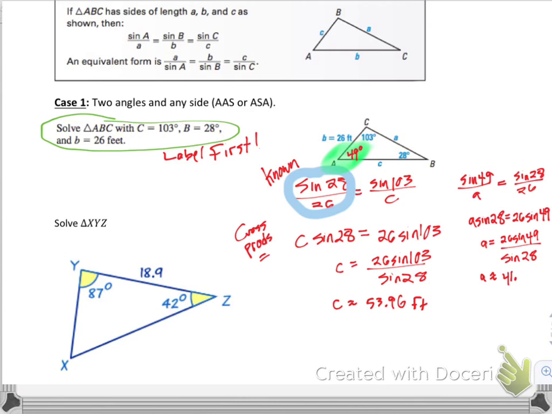Little calculator, and you get about 41.8 feet. Those values, in the context of that triangle, sound pretty reasonable. Always ask, is it reasonable? That's it. That's the law of sines.